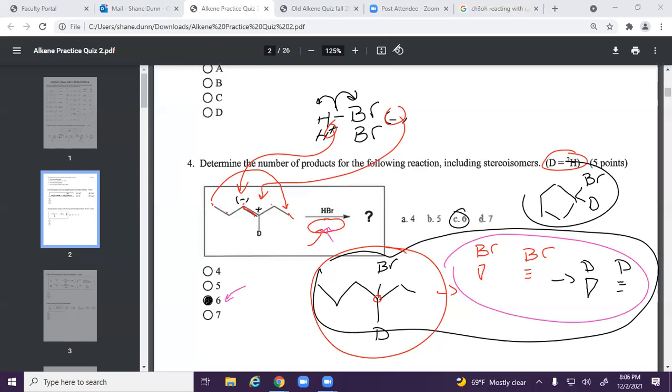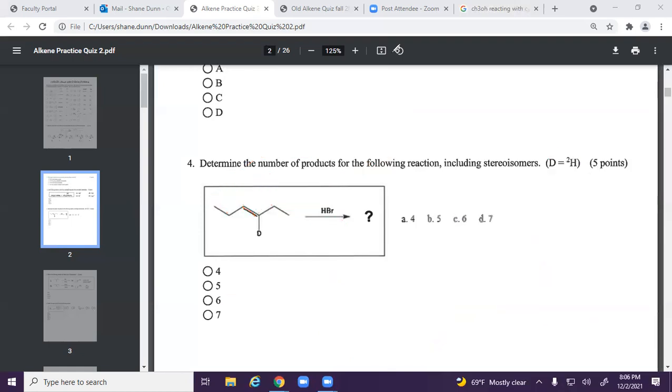Yeah, I know. It's very annoying. I doubt a question like this will appear on the exam. It would take way too long. And this involves a lot of drawing, right?